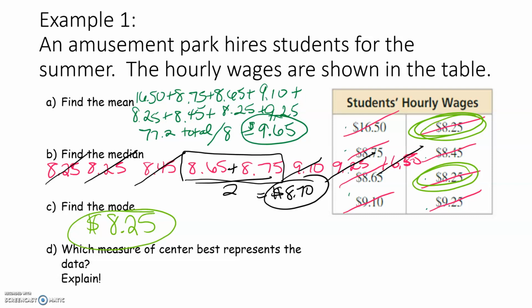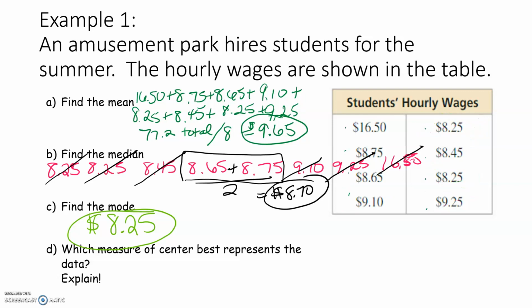Okay. The last question is just asking which measure of center best represents the data, and we want to explain. So what we're going to do is look at all the data, all of the numbers in the table, and figure out which one, our mean, median, or mode, we think represents the data the best. For me, looking at the data, I see that a lot of numbers start with an 8, so I'm probably going to look between my median and my mode and see which one I think best represents the center of the data. So do you think the 8.25 is closer to the center, or 8.70 is closer to the center? Which one do you think represents it the best?